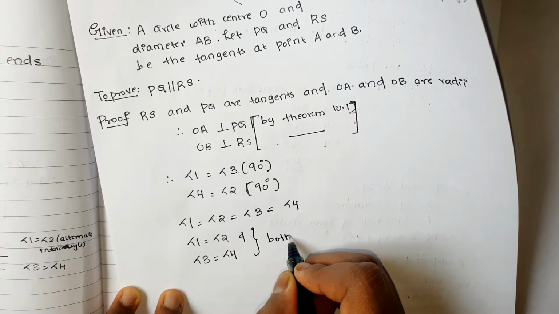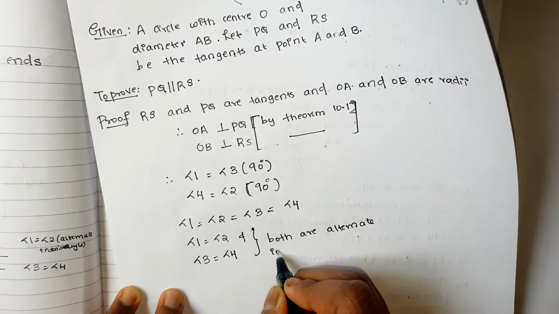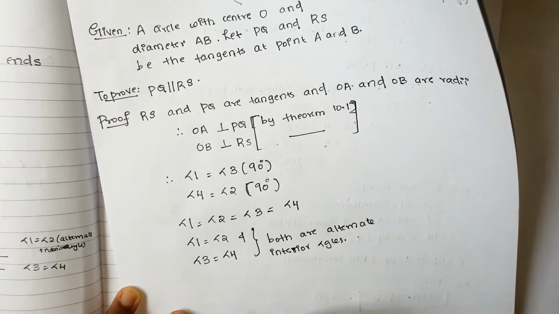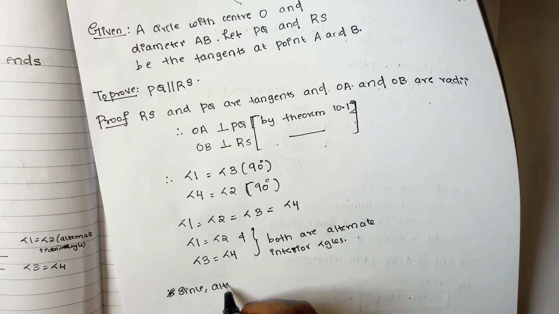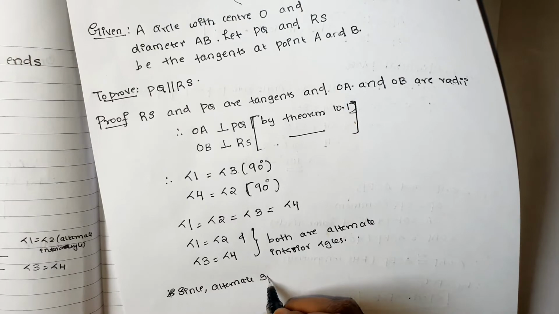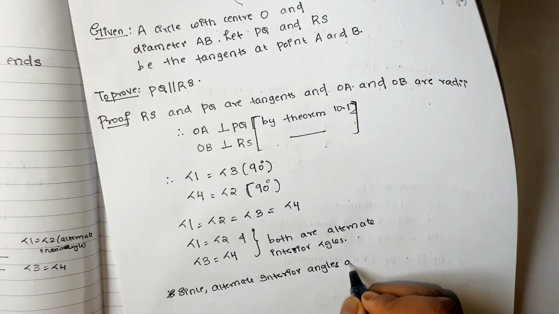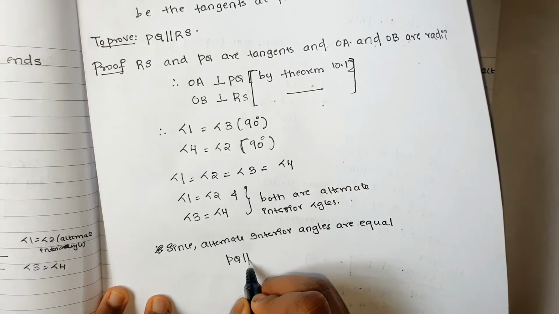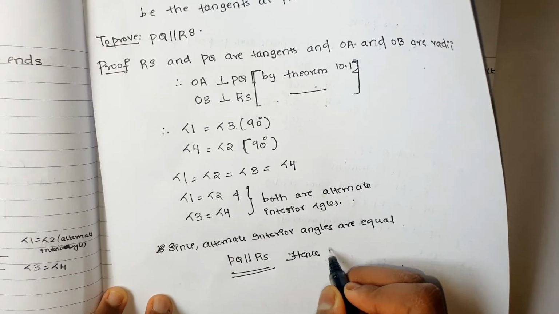Okay. Therefore, angle 1 is equal to angle 2 and angle 3 is equal to angle 4. Both are alternate interior angles. Okay. Therefore, since alternate interior angles are equal, PQ is parallel to RS. Hence, proved.